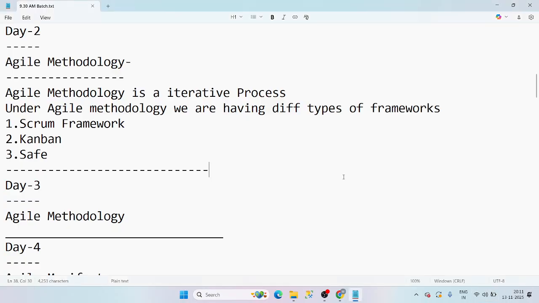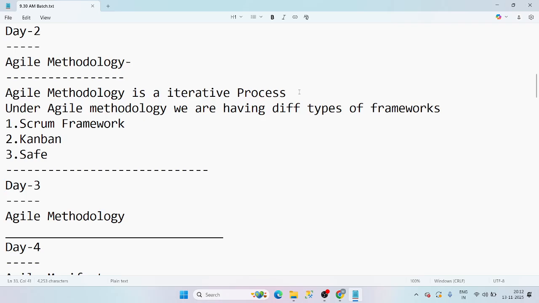Okay, guys. So Agile methodology is an iterative process. Simply, it is an iterative process. What does it mean by iterative? Iterative is nothing but doing some work repeatedly. Just consider you went to engineering college, guys. On day one, we went to engineering college, right? And day two, what do you do?